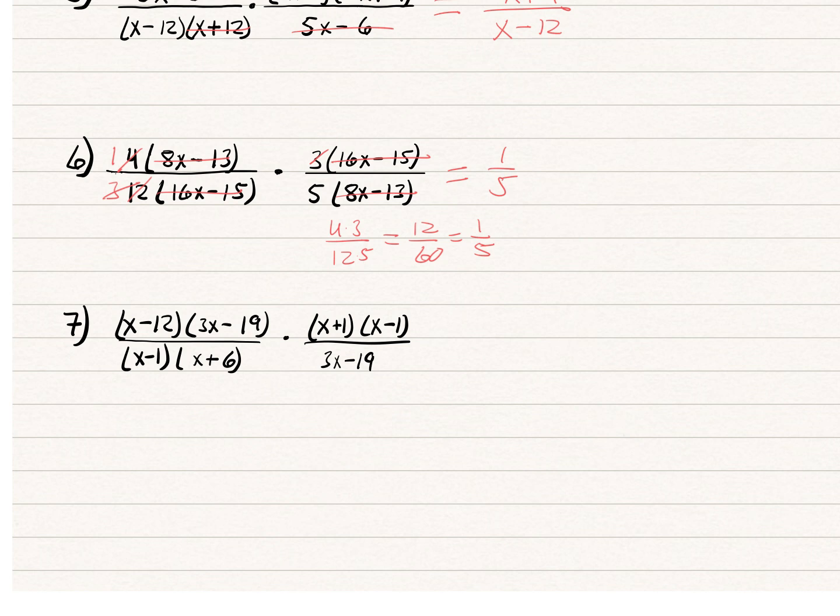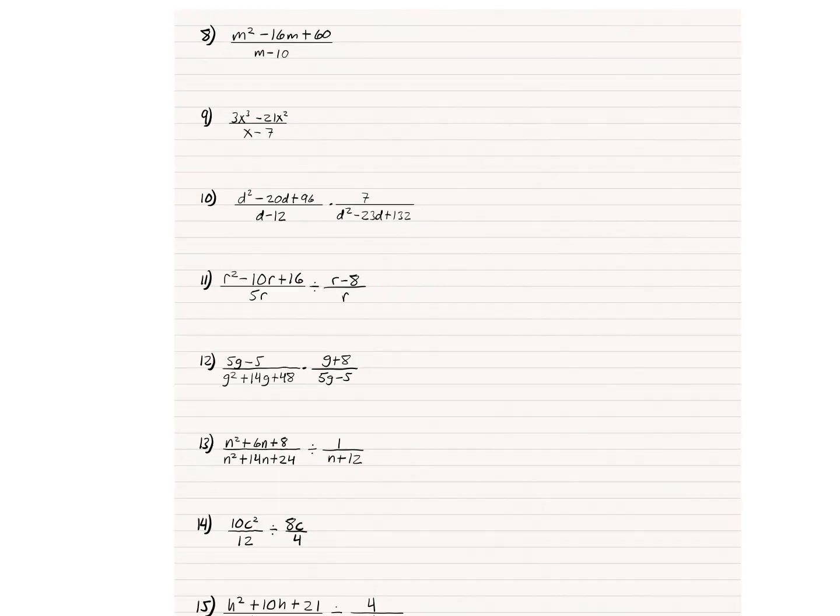All right, and this next problem, the same thing. You're just looking at everything that's the same on the top and the bottom. It looks like there's a 3x minus 19 and an x minus 1. Now we have multiple factors on the top: an x minus 12 and an x plus 1. And on the bottom, we have an x plus 6. You can leave your answer like this. Don't FOIL anything, just leave it alone. This is perfectly acceptable.